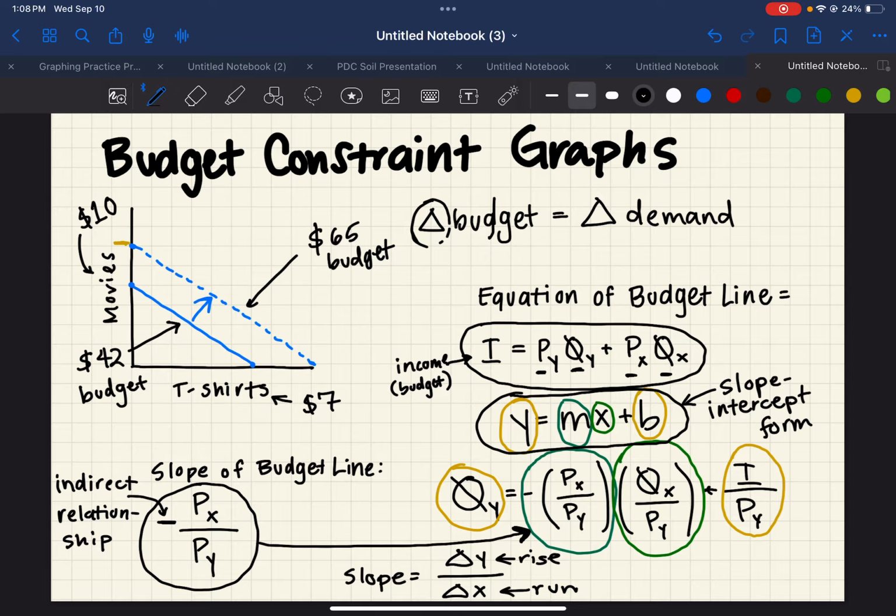So for budget constraint graphs in particular, we look at the equation of the budget line and the slope of the budget line in these forms because it makes it easier to communicate the information. And remember that graphs and equations are all about communicating information. You want the viewer of the graph to be able to look at the graph and see what's going on and understand it. So even though they're the same thing as the slope-intercept form, this is how we look at them in economics.